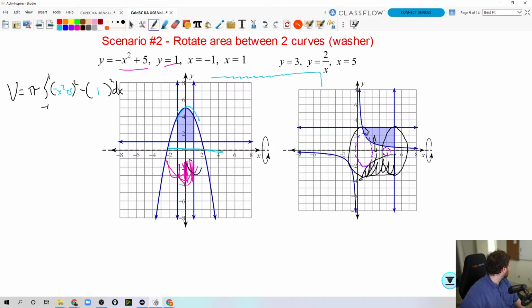Oh, howdy, dog. Anyways, what's that shape going to look like? Okay, my volume equation, I'm going to set this up again. So it's going to be pi. Now, my outer limit's 5.